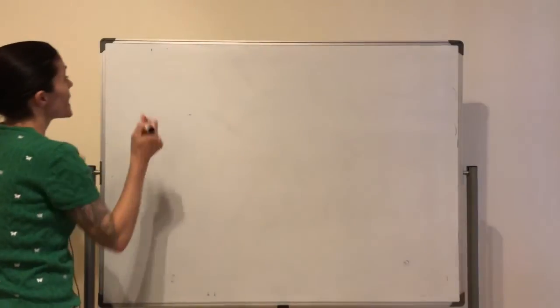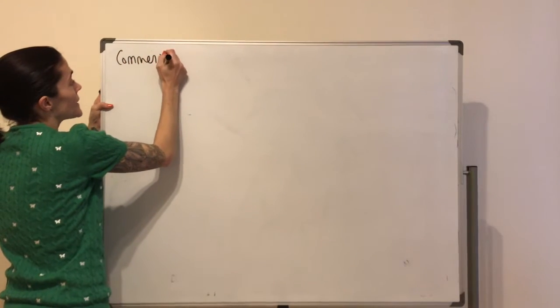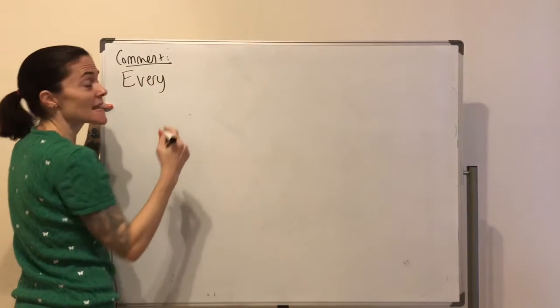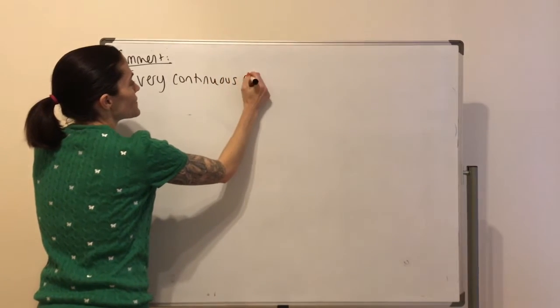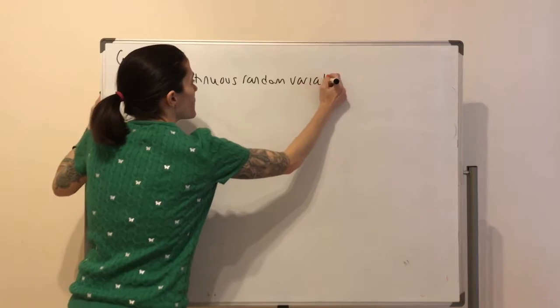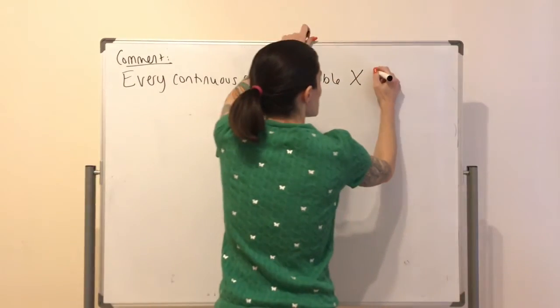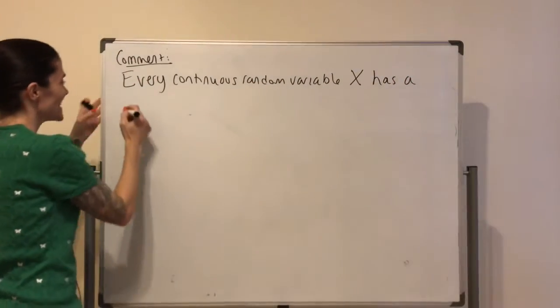Well, before I define it, let me just make a comment. And it's as follows, that every, let's say, continuous random variable, capital X, has what's called a probability density function.